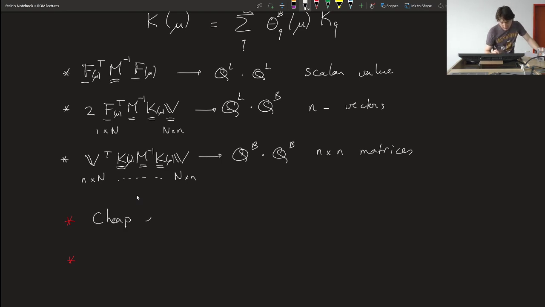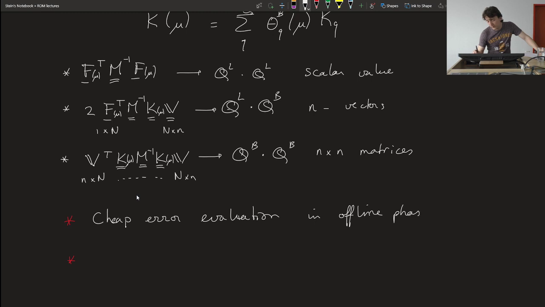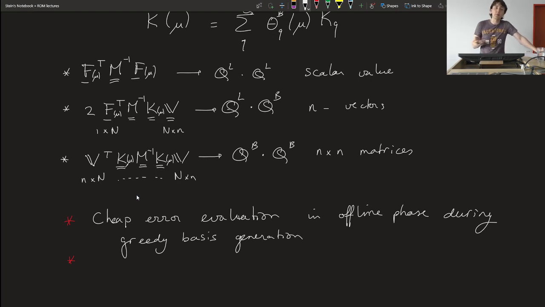cheap error evaluation in the offline phase during the greedy basis generation. So one of the things this means is that you're able to scan more points in your parameter space, right? If you have a very expensive error estimator, well, what it comes down to is that you simply cannot sample as many points as you would with a cheap error estimator.